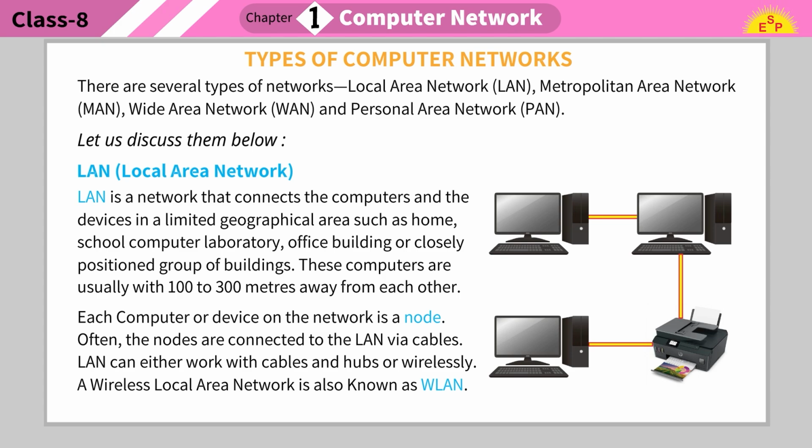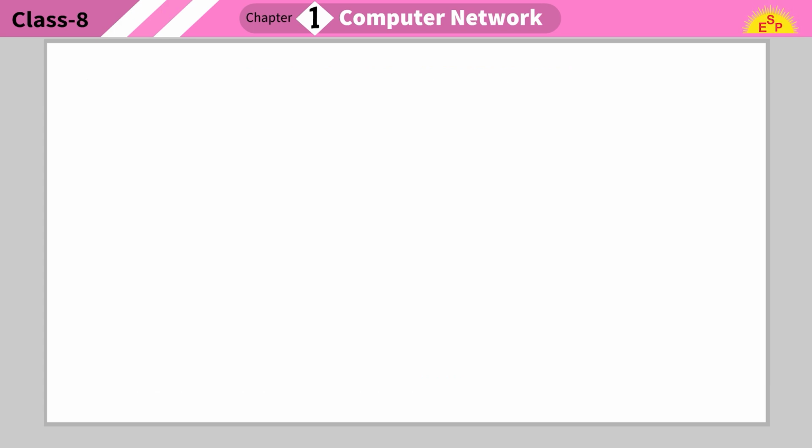Each computer or device on the network is a node. Often, the nodes are connected to the LAN via cables. LAN can either work with cables and hubs or wirelessly. A wireless local area network is also known as WLAN.